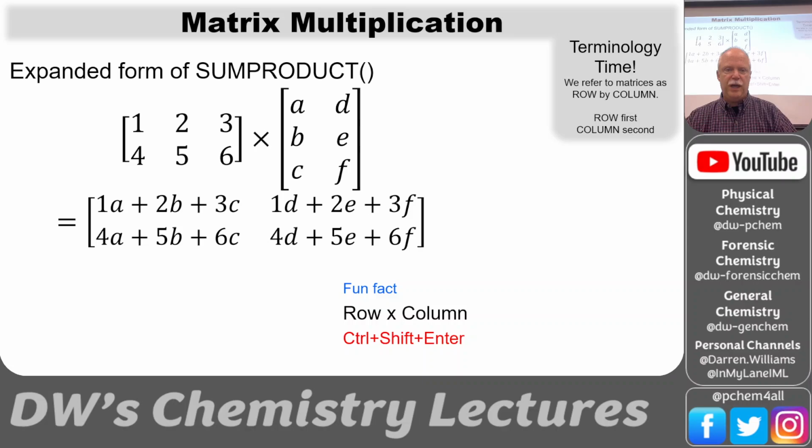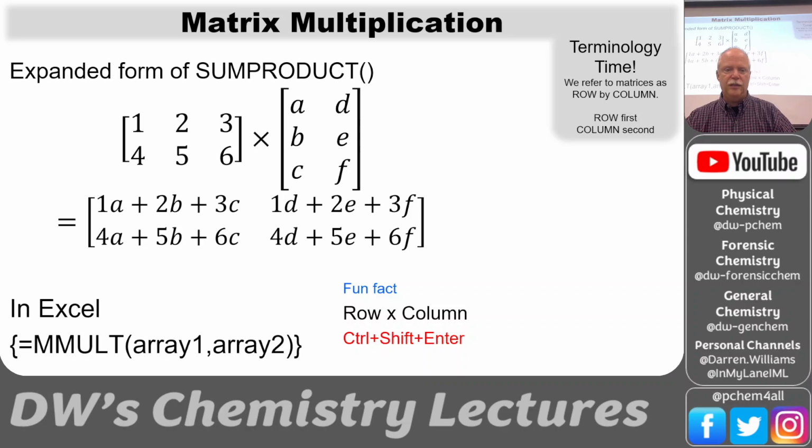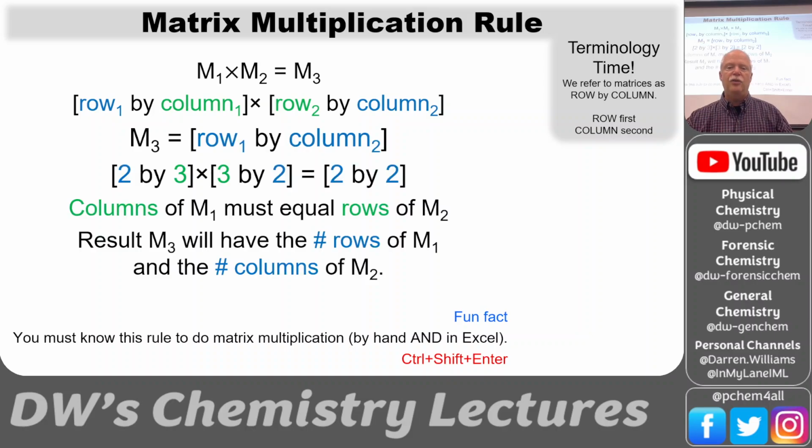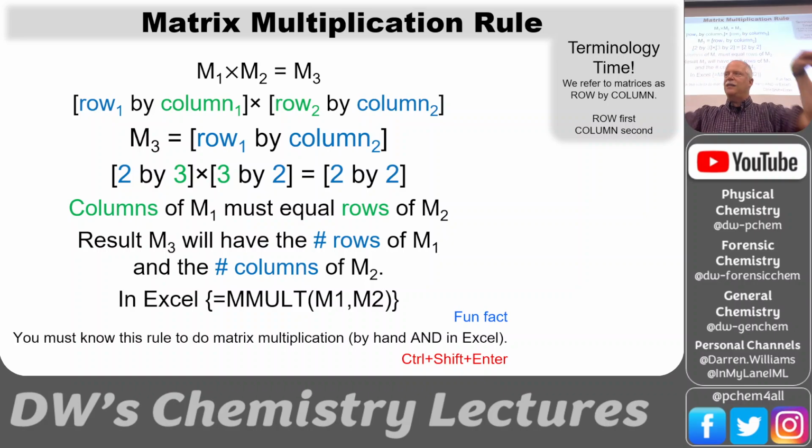And so this is expanded with matrix multiplication. So we have M mult, array 1, array 2. The trick is you've got to select a certain area. So that's where the row column requirements come into play. This matrix multiplication rule, you have to know this because you have to select the right size panel.